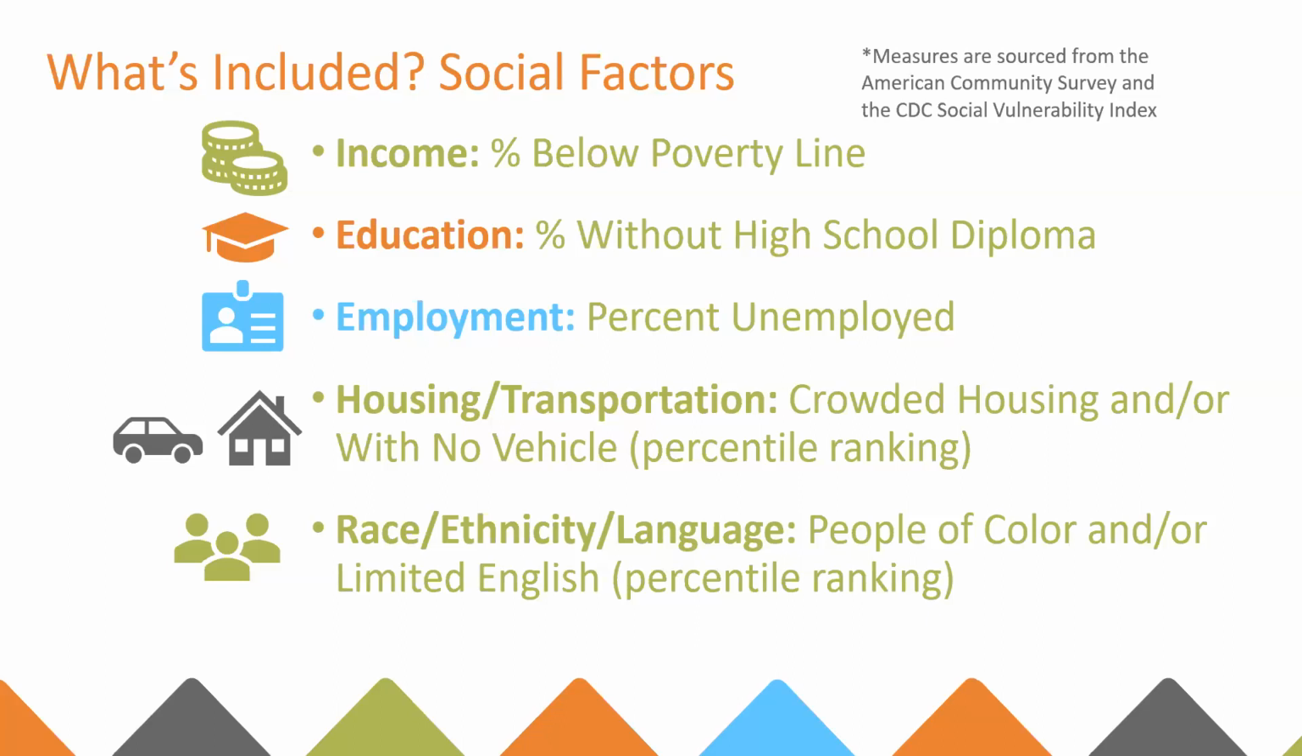And then we also looked at race, ethnicity, and language preference. We do collect some race and ethnicity information, and we're collecting language preference in the APCD now, but it is not something that payers collect in a robust way, especially the commercial payers. So it's not as reliable as the CDC Social Vulnerability Index. So that's looking at people of color and people with limited English.